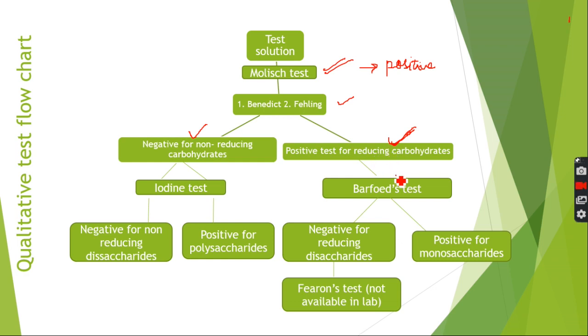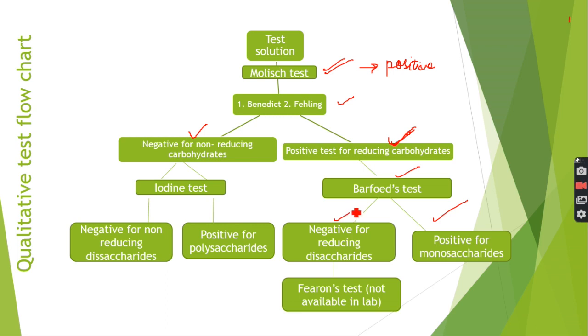The next test that you need to do is the Barfoed's test. Okay. Now this Barfoed's test is to identify amongst the reducing sugar whether it is a monosaccharide or whether it is a reducing disaccharide. Okay. So this Barfoed's test comes out to be positive for a monosaccharide, any monosaccharide, but we have to follow the steps very carefully, especially the heating part, whereas it comes out negative for the reducing disaccharide.